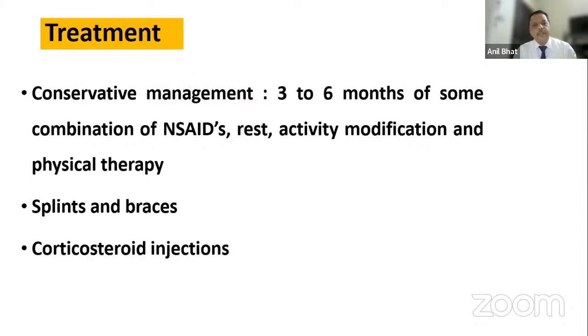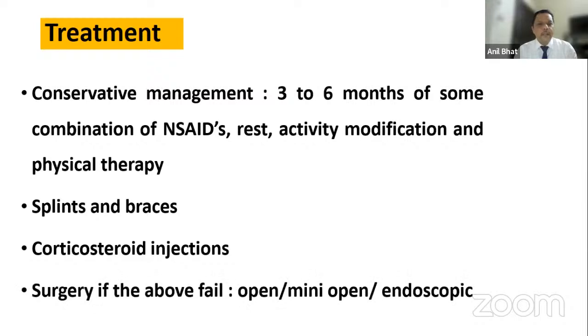Rarely we would go for steroid injections, again, not very particular on that. And if all of the above fail, then surgery, which can be either an open or a mini open, or nowadays we tackle most of these with endoscopic releases also.